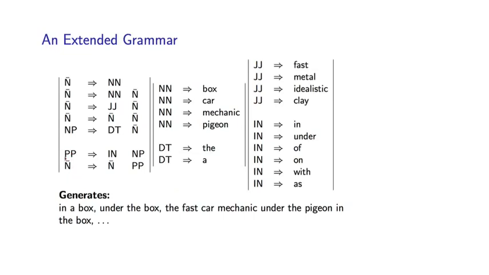So firstly, I'm going to have a rule that says a PP, this is a prepositional phrase, can be formed from an IN followed by a noun phrase. And I have various rules specifying that an IN, a preposition, can be words such as in, or under, or of, or on, or with, or as, and so on. There are probably, roughly, I think, 100 prepositions in English. That's a rough order of magnitude. So that's the first rule, saying a prepositional phrase can be formed by a preposition followed by a noun phrase.